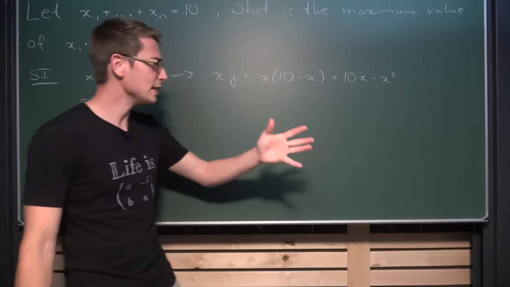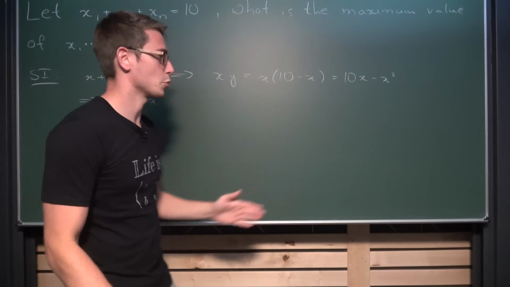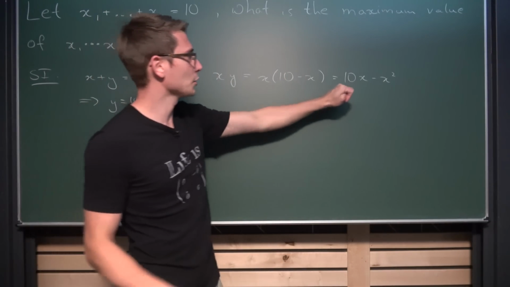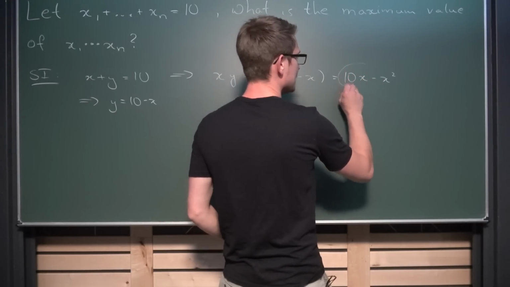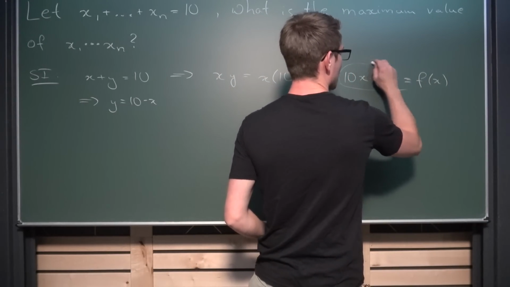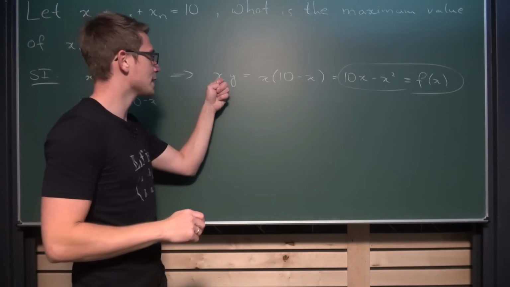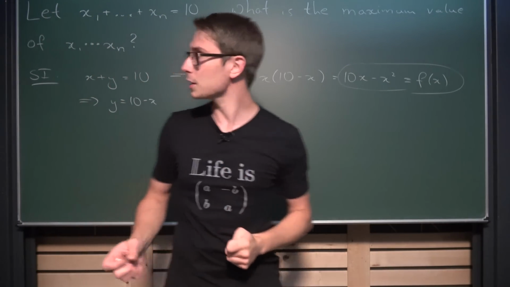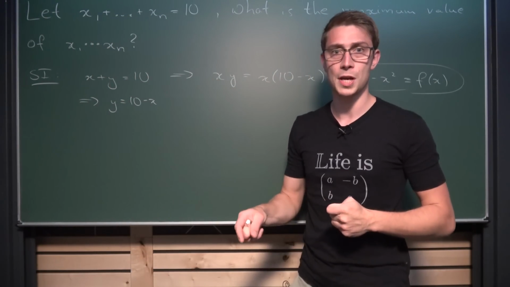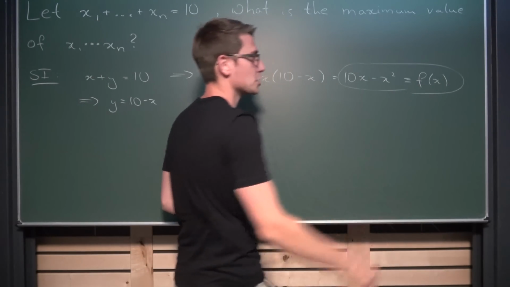Now, such that you get an understanding for what one of the boundary conditions is going to be for maximizing this product, we are going to call this part that we have right here f of x. We are going to define it as a function. And remember what our goal is. We want to maximize x times y, which is the product of our two variables. So maximizing this product is the same as maximizing this function f of x.